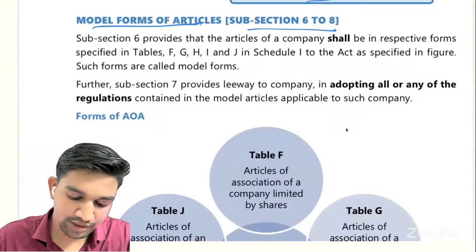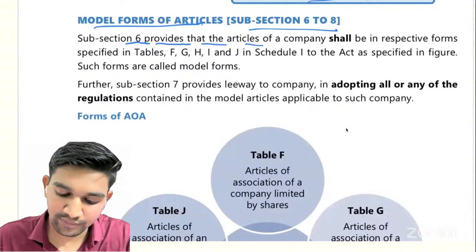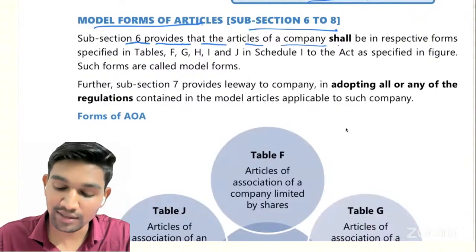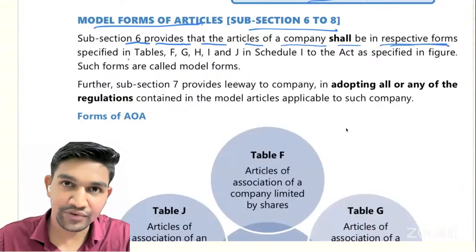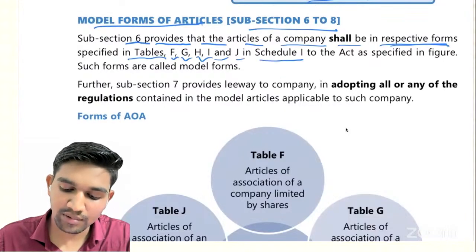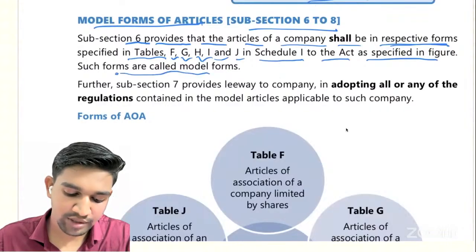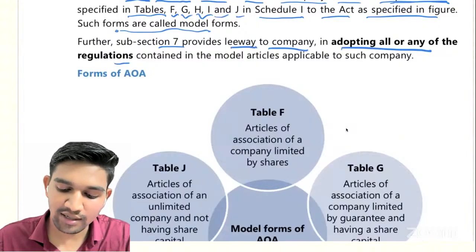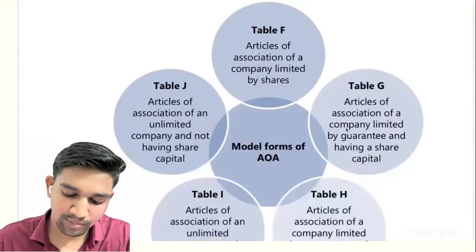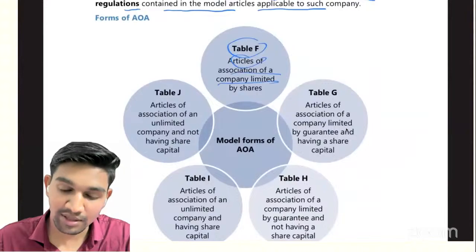Like we said, subsection 5 and subsection 6 provide that the articles of a company shall be in the respective forms specified in Tables F, G, H, I, J in Schedule 1 of the Act, as specified in the figures. Such forms are called model forms. Further, subsection 7 provides leeway to a company in adopting all or any of the regulations containing the model articles applicable to such company. Forms of AOA: Table F, Articles of Association of a company limited by shares.